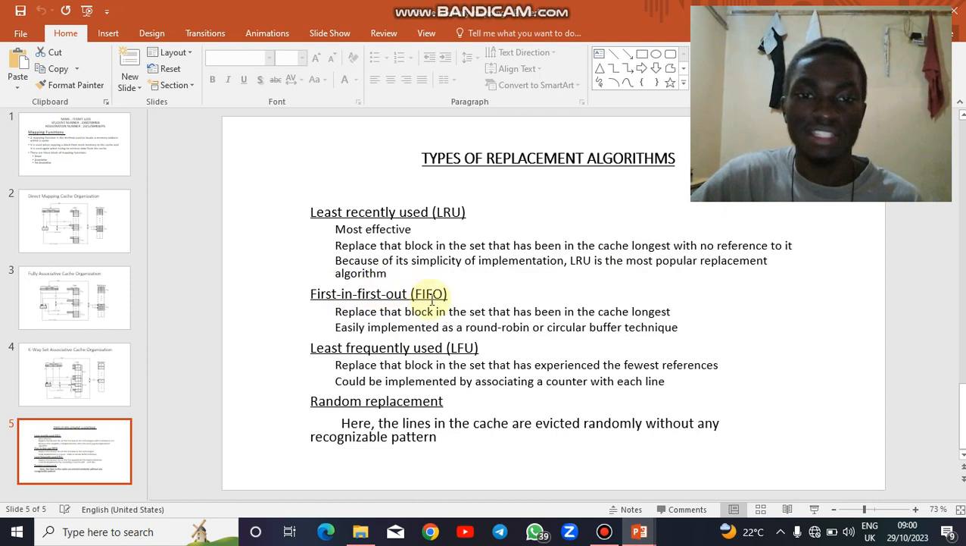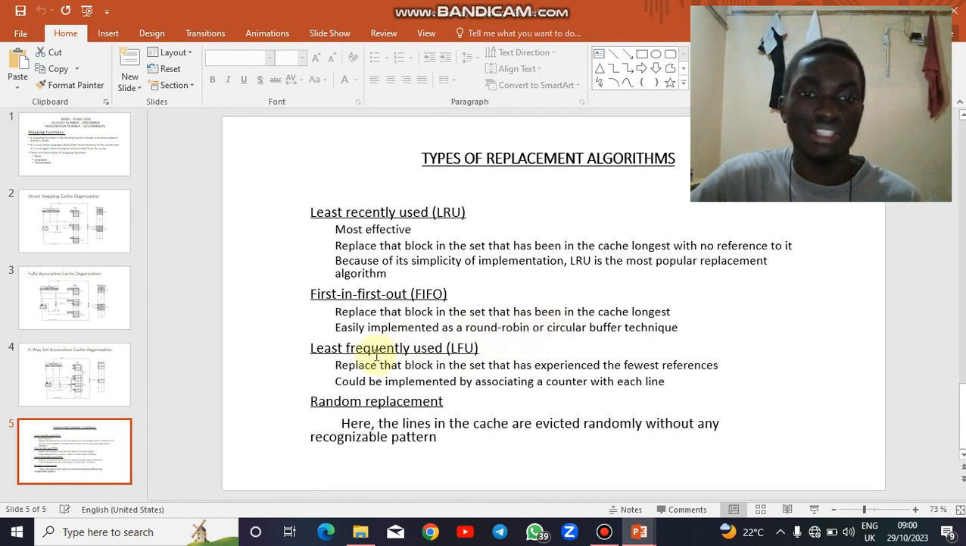Then we have first in, first out. First in, first out replaces the block that has been in the cache longest. So meaning, if you go in first, you come out first. You go in last, you come out last. That is what they mean, and it is easily implemented as a round robin or circular buffer technique.